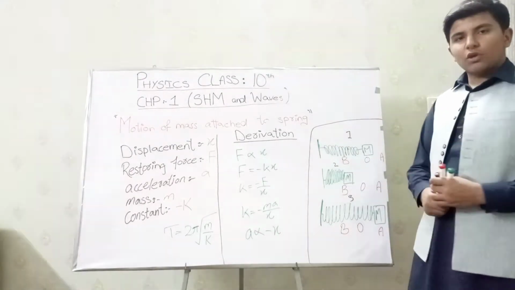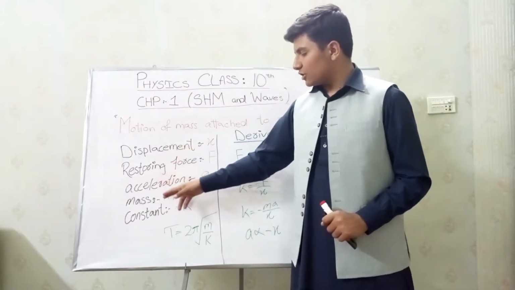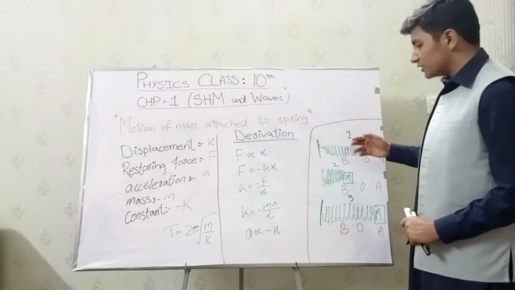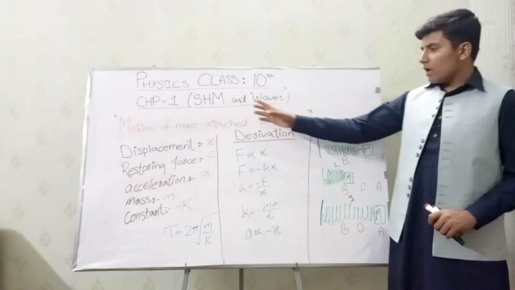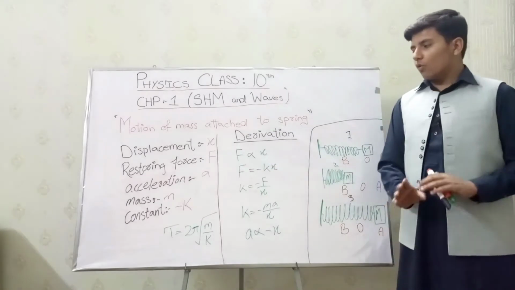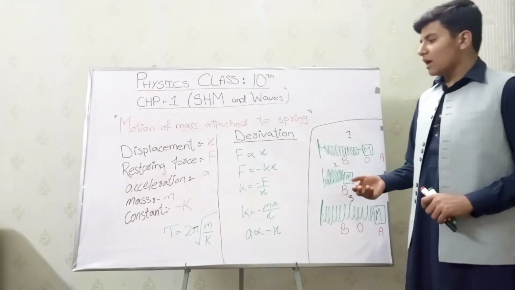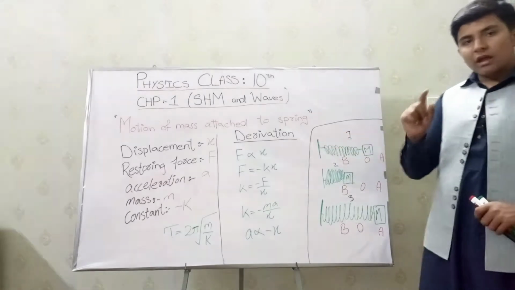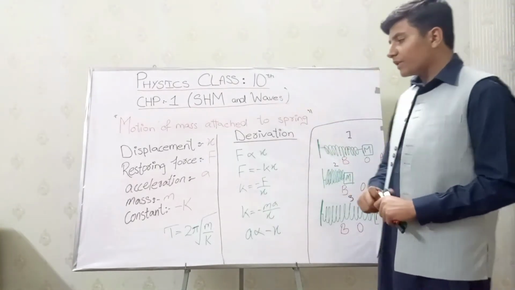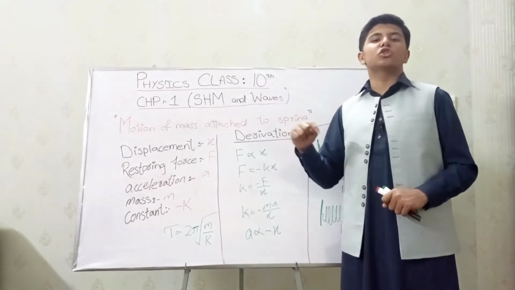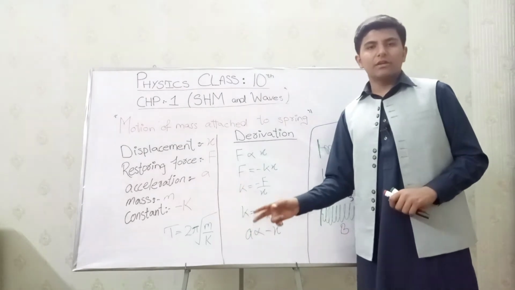So now I'll be telling you the value of displacement, restoring force, acceleration, mass and constant in these 3 diagrams. In number 1 diagram, all the things will be 0 except mass, because mass cannot be changed, and the constant. Now here is one very specific point in this mass attached to spring: the constant K varies spring to spring.